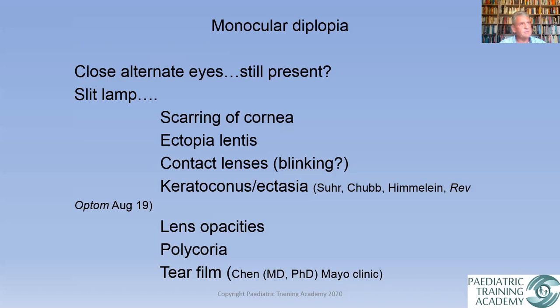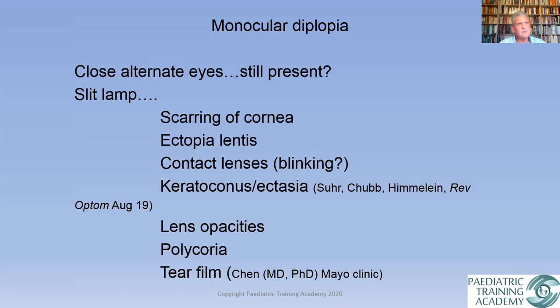So, slit lamp. Things that can cause monocular diplopia: corneal scarring. Patients have had some kind of trauma, or whatever the case might be, and a scar can diffract or refract or scatter light and result in seeing double. Ectopia lentis: you should be thinking of the condition which is commonly associated with this particular problem.